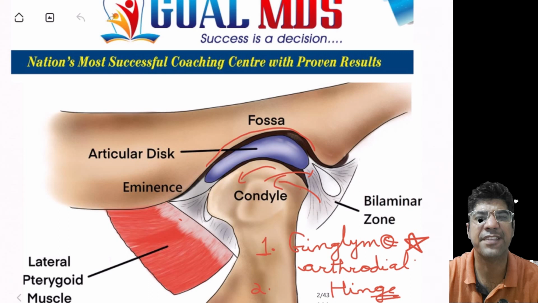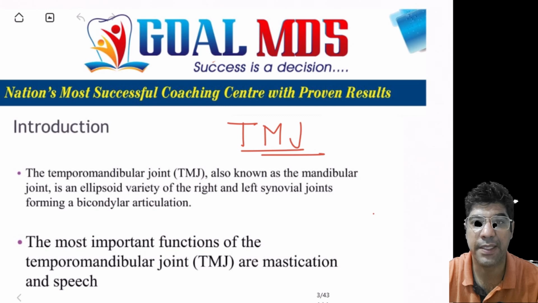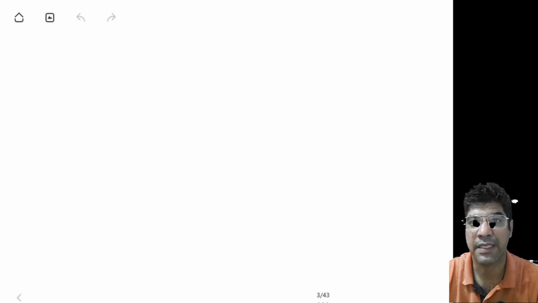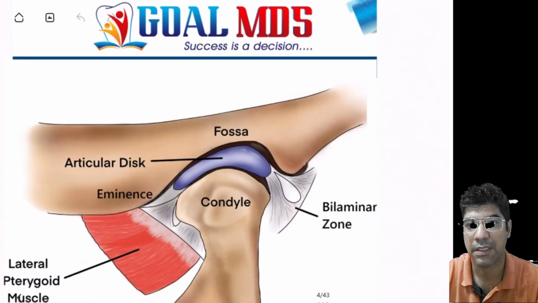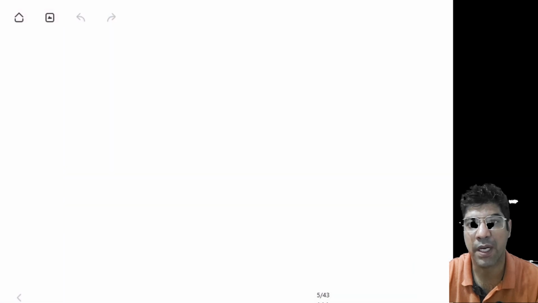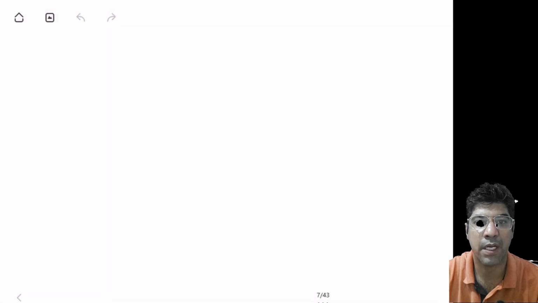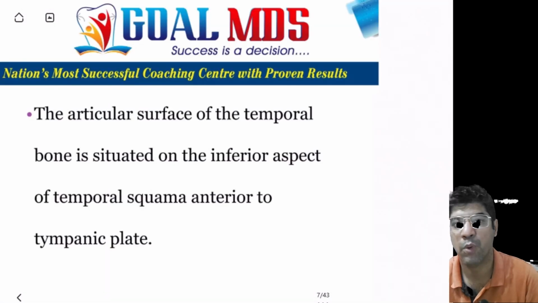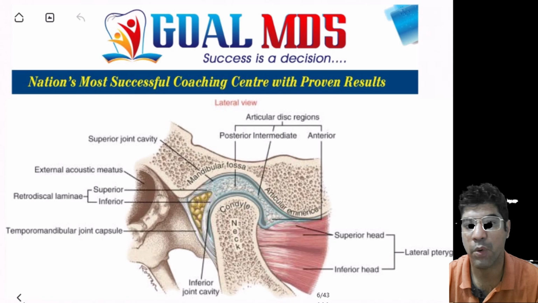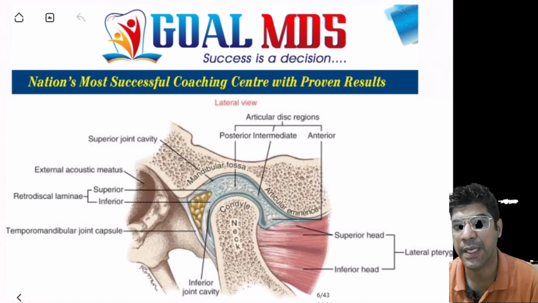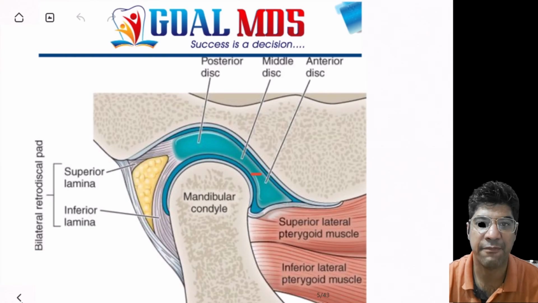Now let us discuss the various parts of the TMJ. So what are the various parts of the TMJ? The TMJ consists of various parts. The parts are the mandibular condyle, temporal bone, the articulating disc, and the ligament. Now let us discuss them one by one.